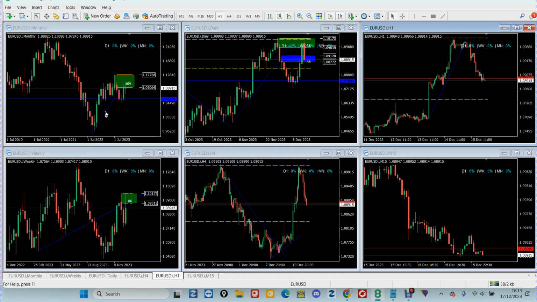Basically, look at the monthly. We've broken the trend line. We removed this demand area here. We've got supply in control. What we've got to do is wait to be in sync. How do we do that? We drop down. Let's have a look at the weekly first of all.